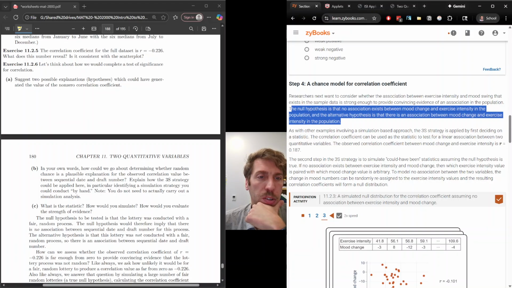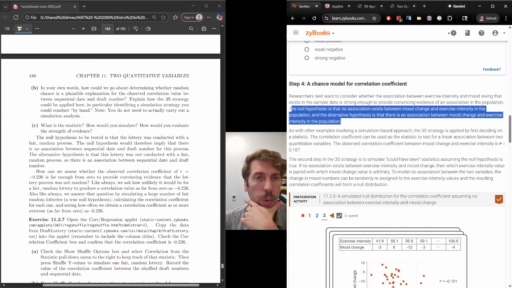Okay, so B, in your own words, how can we go about determining whether random chance is a plausible explanation for the observed correlation between sequential date and draft number? Explain how the 3S strategy could be applied here, in particular identifying a simulation strategy you could conduct by hand. Like come up with some random strategy, like pulling things from a hat. You don't actually have to carry this out because you can come up with something that would take a long time. That's okay. Also for part B, use full sentences, please.